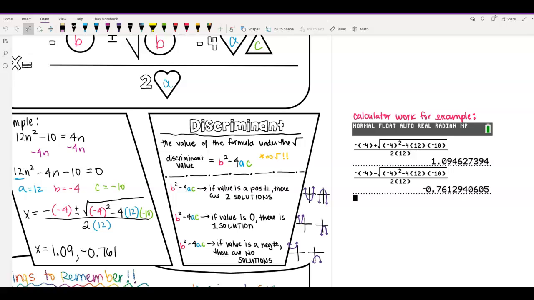So I'm going to go through and type in all my numbers with the plus sign, and then I'm going to hit enter. And that's going to give me one of my answers. So 1.09 is one of the points where that graph crosses the x-axis.